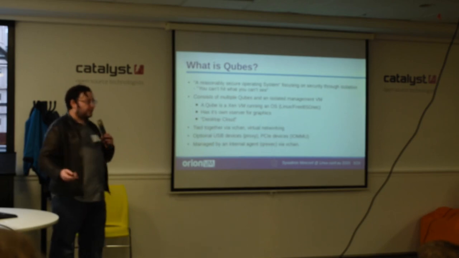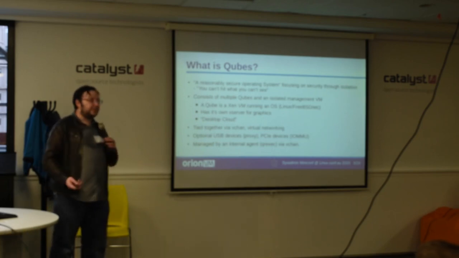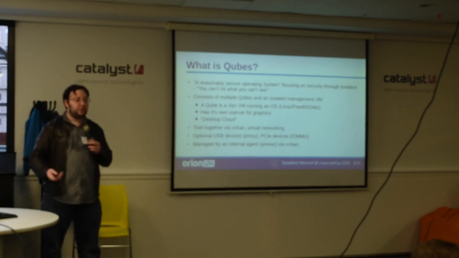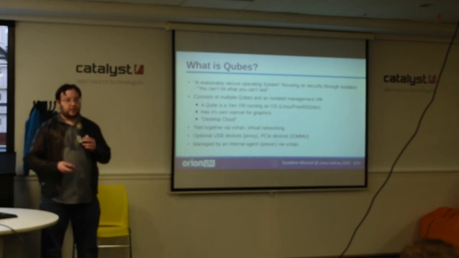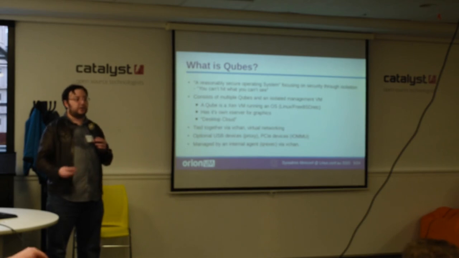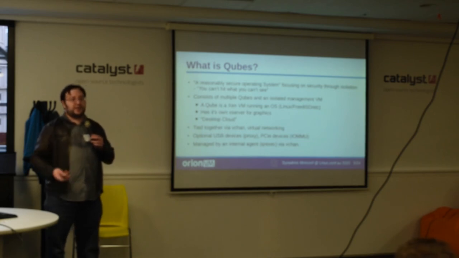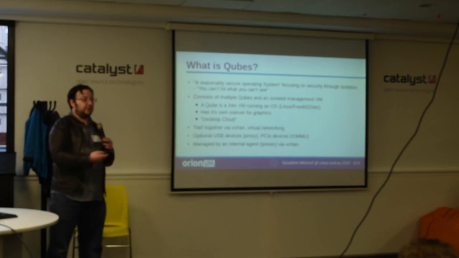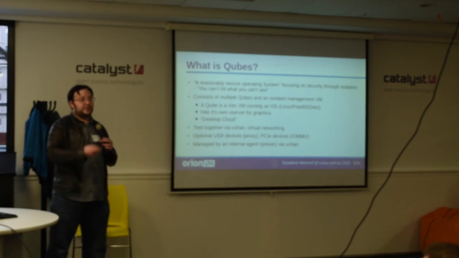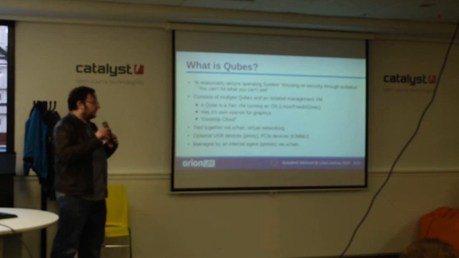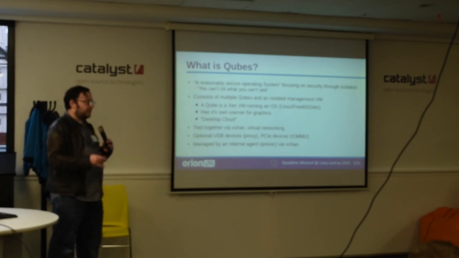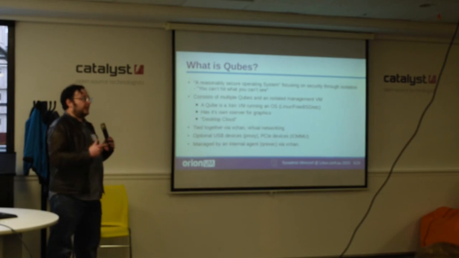So, what is Qubes? It's a reasonably secure operating system, which is somewhat of an understatement. It does security by isolation using Xen virtual machines. So the idea is that rather than trusting, for example, your Firefox, your email client, whatever, to be perfectly secure, because at the end of the day, anybody who's been on the security mailing list knows that none of those things are secure. Linux is definitely not secure. Xen is also not perfectly secure, but it's a lot better.